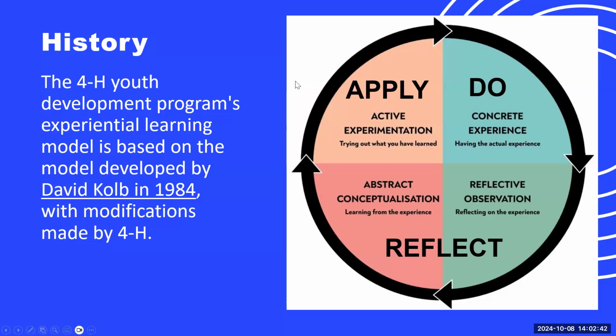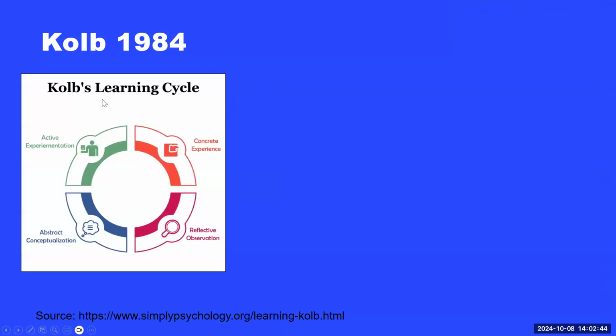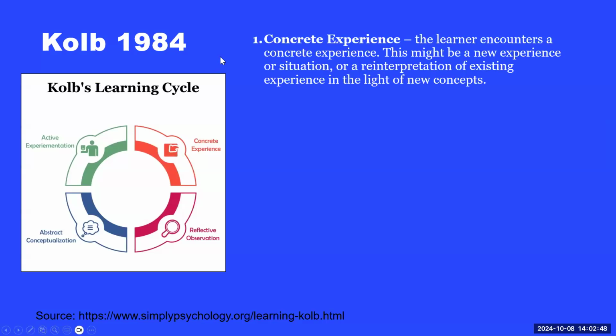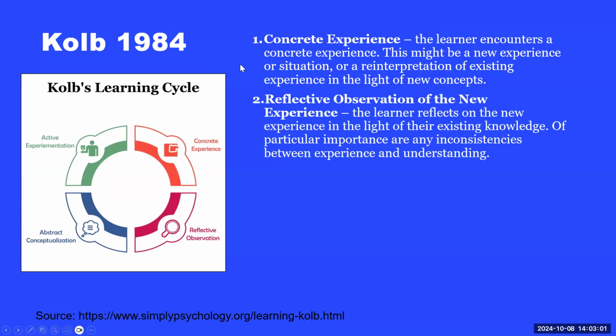So I'm going to look a little bit closer at this. Once again, he called it his learning cycle. We call it experiential learning model, but very similar things. Basically the concept is the concrete experience is that they do something. It might be new, it might be something different, but they're trying something or doing something. And then what we call the reflection part, they reflect on their new experience in light of what they already know. And then there's also figuring out if there's inconsistencies in understanding.